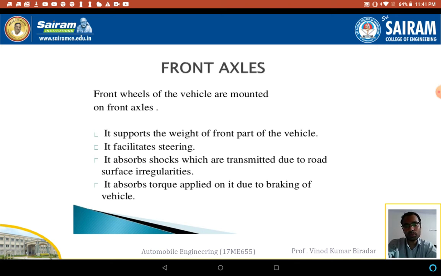It also supports the vehicle when it is moving on irregular roads. It will control the dumping of the vehicle, that is, the shaking of the vehicle. The last one is that it will absorb the torque applied on it due to the braking of the vehicle.